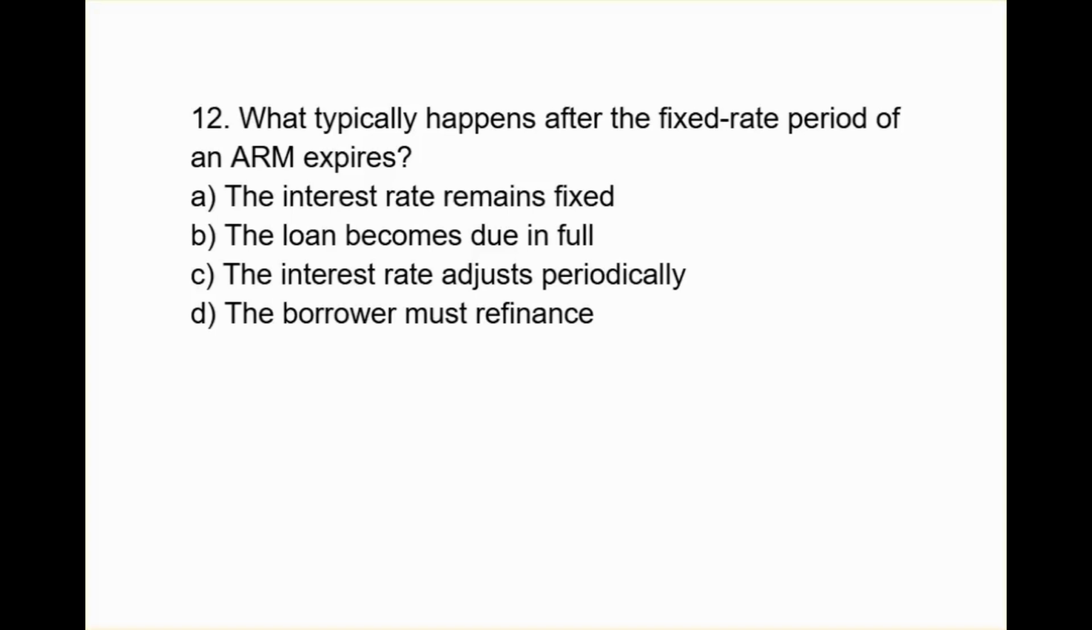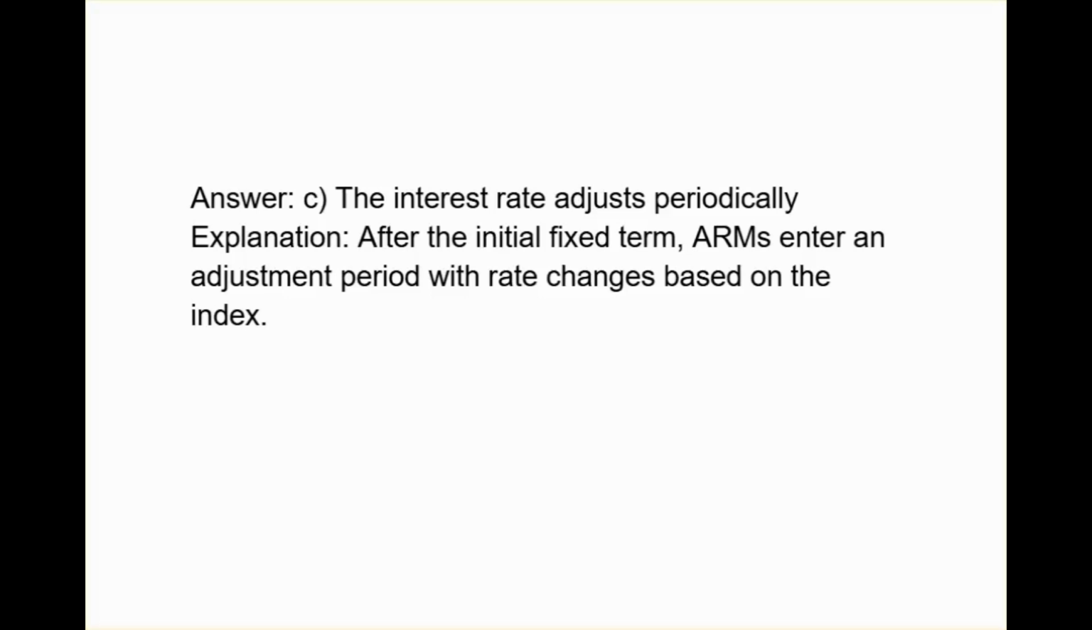What typically happens after the fixed rate period of an ARM expires? A. The interest rate remains fixed. B. The loan becomes due in full. C. The interest rate adjusts periodically. D. The borrower must refinance. C. The interest rate adjusts periodically. After the initial fixed term, ARMs enter an adjustment period with rate changes based on the index.